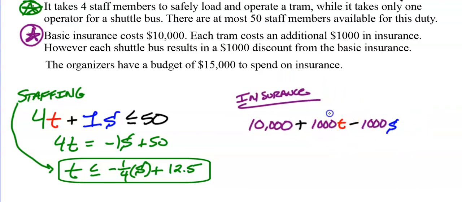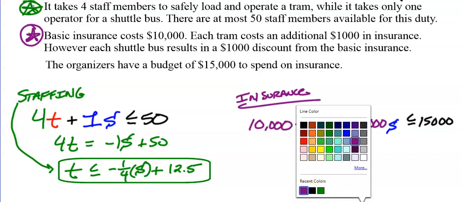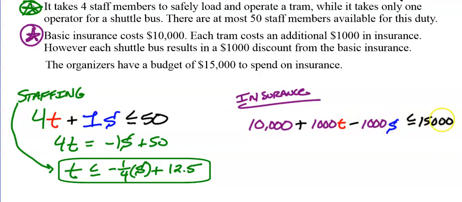So whatever we do here has to be less than or equal to $15,000. First thing I'm going to do is divide everything by 1,000, which means this becomes 10. So take out 3 zeros, 3 zeros, 3 zeros, 3 zeros, divide by 1,000. Now we get 10 plus 1t, 10 plus a t minus an s has to be less than or equal to 15.